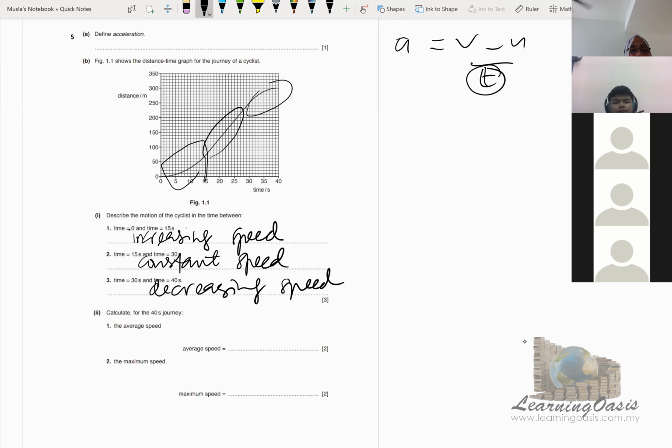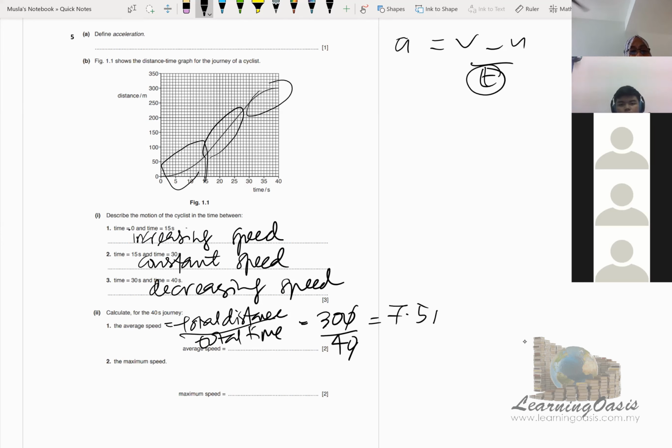Right, calculate the average speed for the 40-second journey. What's the formula for average speed? Total distance over total time. So what is the total distance traveled here? 300 meters, over 40. 300 over 40 will give you how much? 7.5 meters per second.